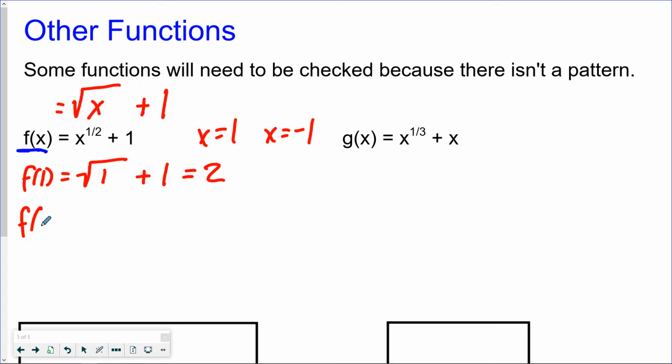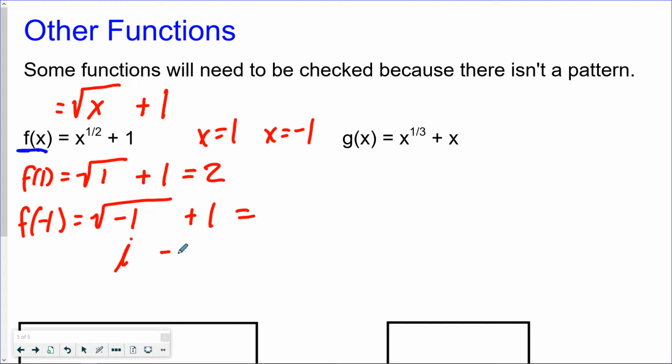Now we need to think back to everything we learned last year. Square root of negative 1, you can't take square roots of negatives. And if you force it, this is imaginary. So this is an i plus 1. So our answer is 1 plus i if we write it in standard form. We get a complex number.